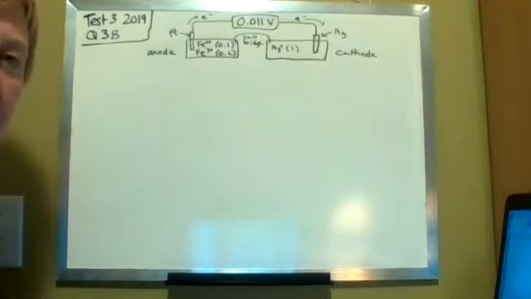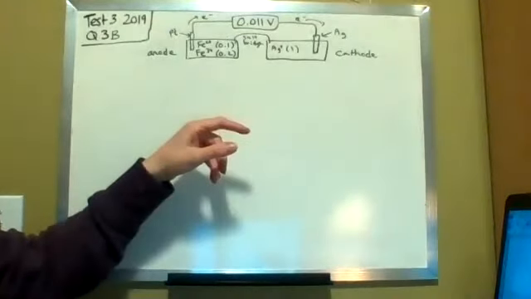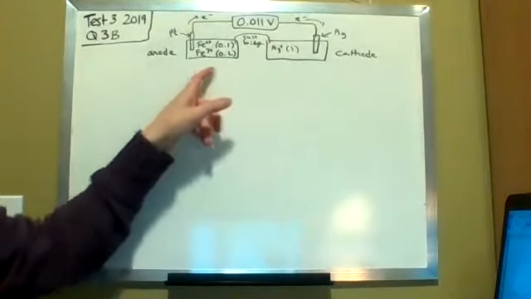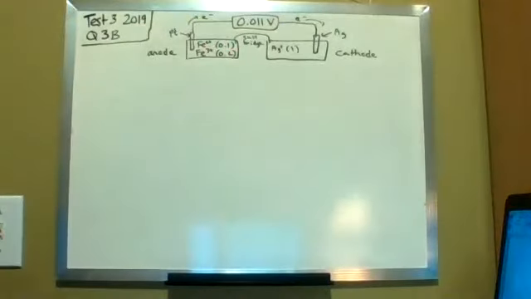This is test 3 2019, question 3B. In this case here, you're given a little picture of an electrochemical cell. On the one side, you have your anode and your cathode, and they're showing you the species that are present within this cell. So the first part of the question wants you to write out what the cell notation is. You're given a nice box to put it in there.